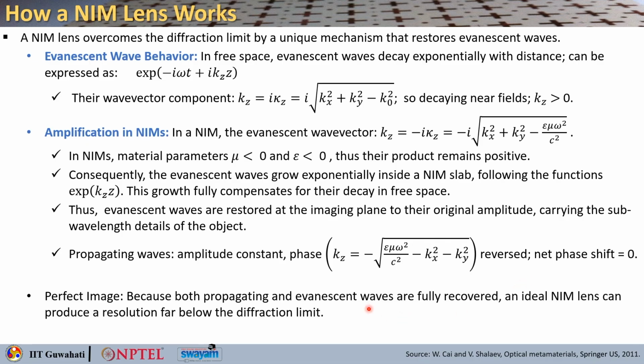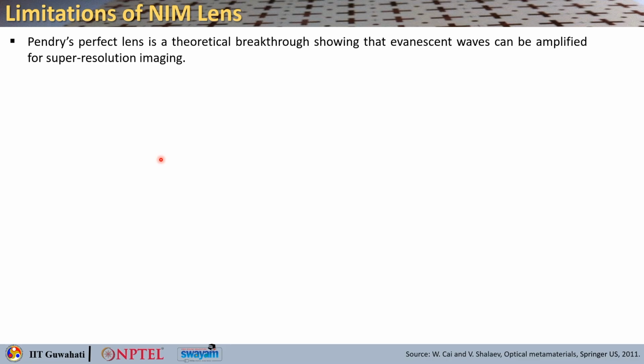So you are getting a perfect image because both your propagating and evanescent waves are fully recovered, and an ideal negative index material lens can produce a resolution which is far below the diffraction limit. But there are some limitations of negative index material lens as well, so we will discuss that.